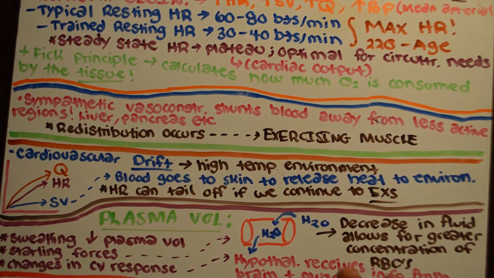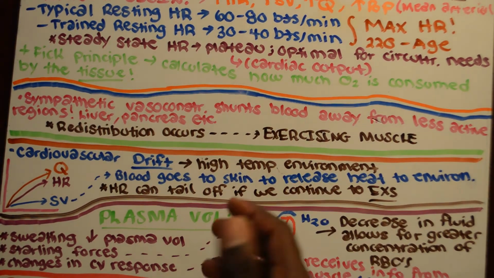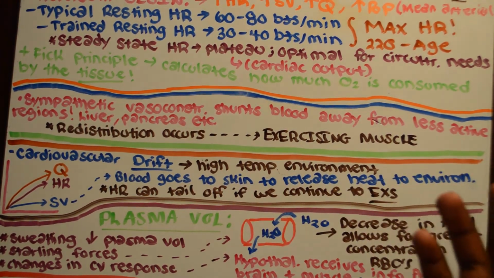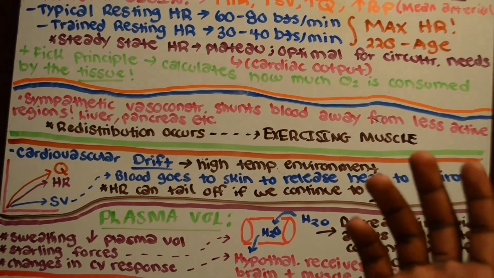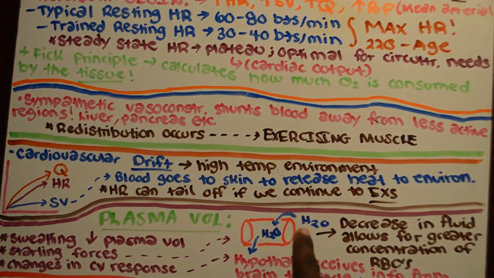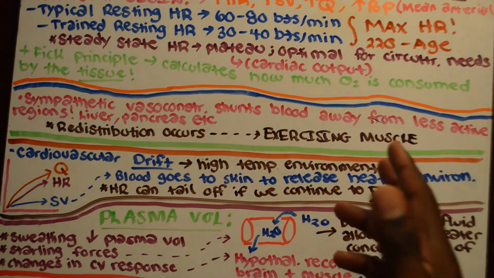And also, if you keep exercising in this high heat or this hot environment for more than like 2 hours, 3 hours, I mean, it really depends on your intensity. But let's say you were out there for a very long time, your heart rate can also tail off if you continue to exercise with this super high intensity.